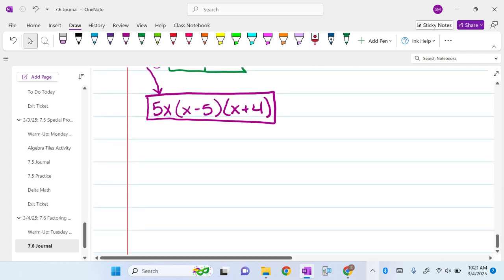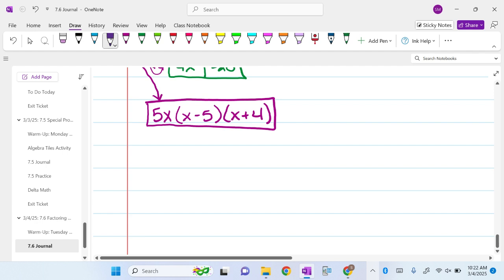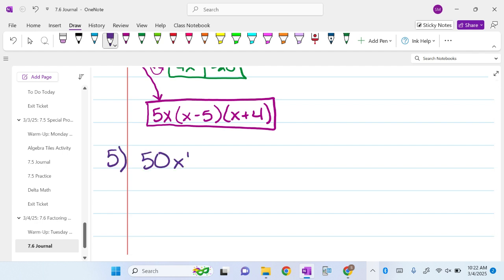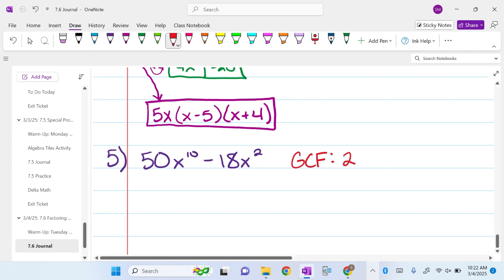All right? Last one. So, number 5. We have 50x to the 10th minus 18x squared. So, very first thing we got to do is what? GCF. Is there one? Yeah, there is. 2 is part of it. 50 and 18 both have 2 in common. What about the x's? How many do they both have in common?